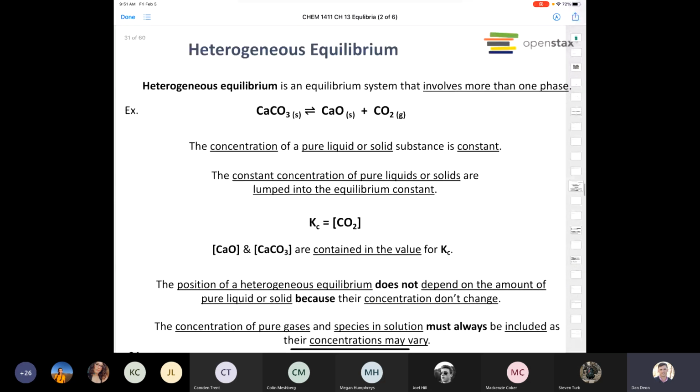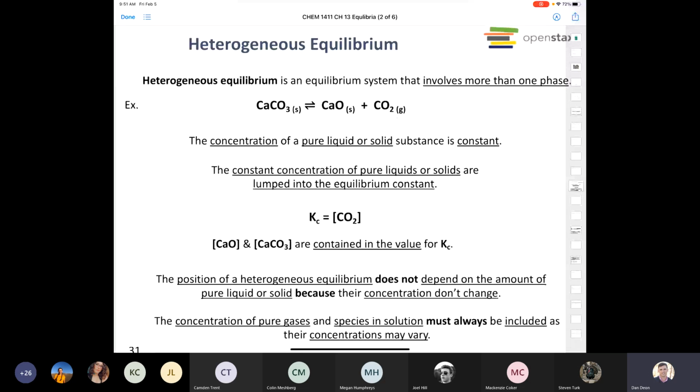But let's switch gears. We've spent enough time doing some problem solving, and you're going to have to listen to me talk a little bit more. And we're going to discuss heterogeneous equilibrium. And this takes us right back to last class, right?